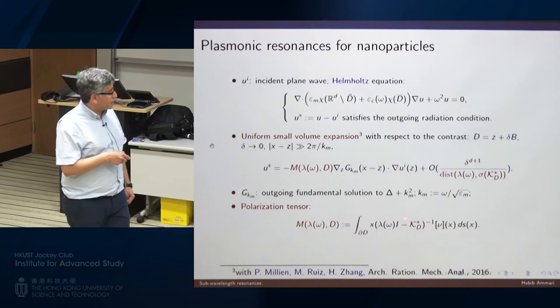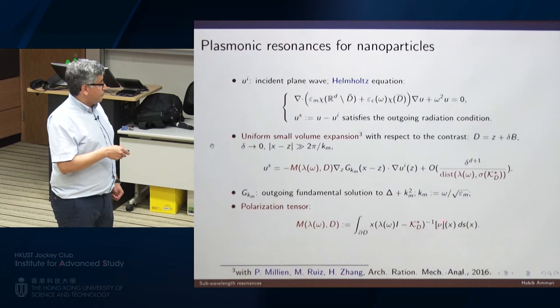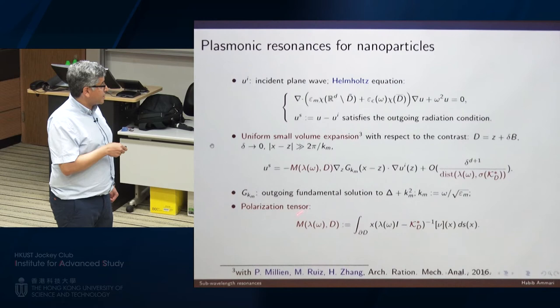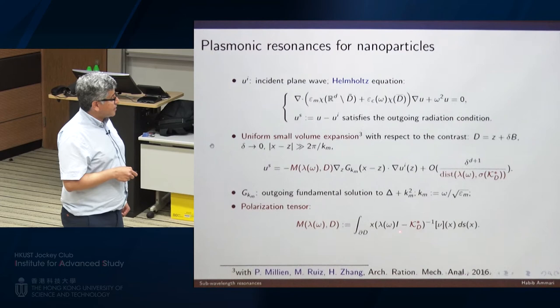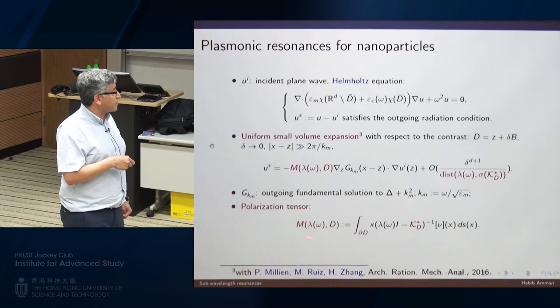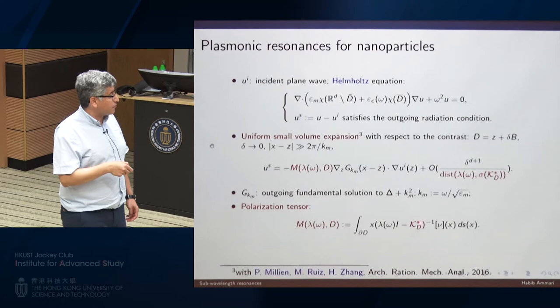It's the inverse of lambda minus K_D star applied to nu, the normal to this guy, multiplied by x. So this is a matrix, right? The entries, i j entries, you put i here and j here. So this is the polarization tensor. As I said, the spectrum of K_D star is between minus one half and one half. If lambda(omega) is outside the spectrum, this is invertible, and this will not blow up. If lambda(omega) hits one of the eigenvalues of this one, this will blow up.